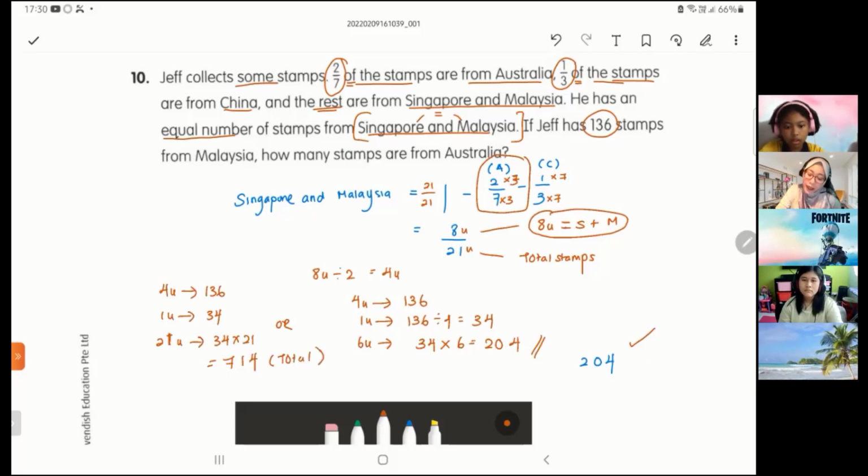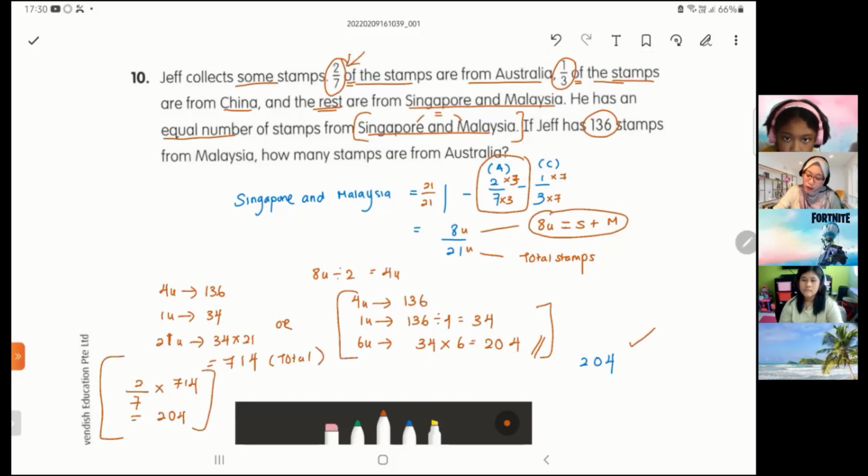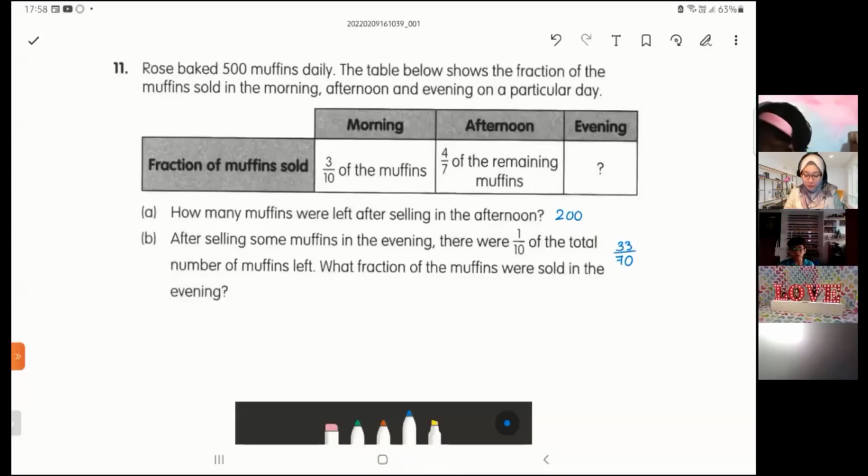What do I need to do? I have to find my Australia. So you just zoom in to 2/7. If you don't want to use units, you want to use 2/7, can also. 2/7 times the stamps equals 204. So this is another method. If you want to continue using the units, this is the unit method. Or if you want to continue using fractions, go back to the original 2/7, so 2/7 of the 714 also can. But the faster method is the units, of course. All right, good. Answer is correct now.